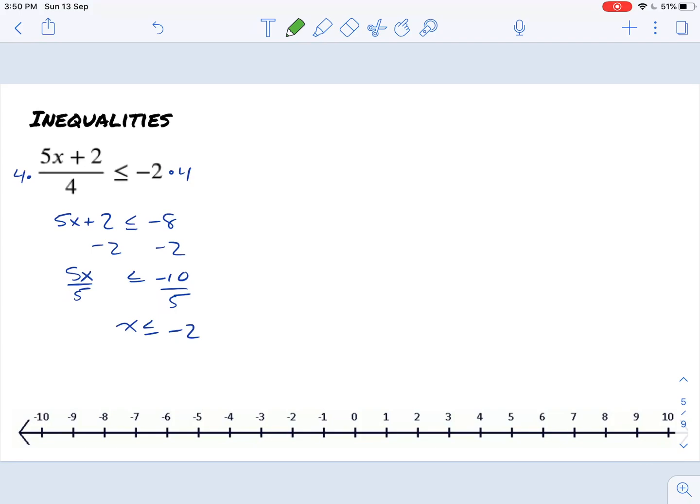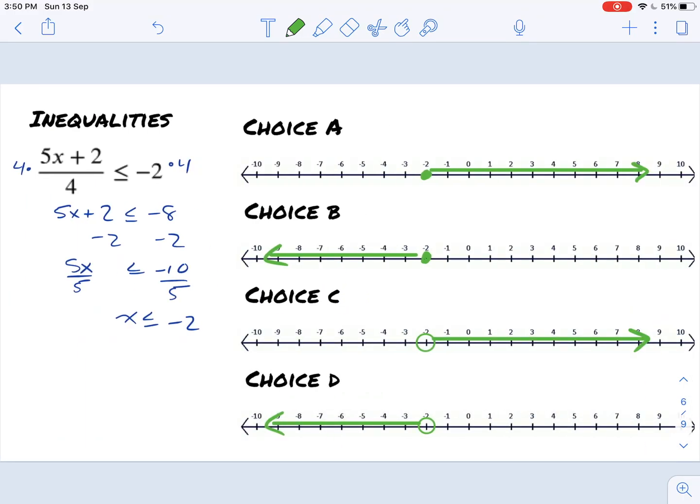What I would want you to do next is, if I was going to ask you to graph that on the number line, which of these choices would it be? And yes, the correct answer is choice B. Because the way you would read this, x is less than or equal to -2, so it's going to be pointing to the left. And I'm going to use a closed dot at -2 because it's less than or equal to. So choice B is my correct answer.